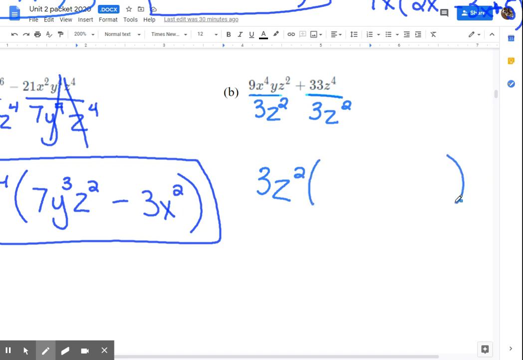Now in leftovers, we have 3x to the 4, y to the 1, or just a y, and the z's cancel out. 33 divided by 3 is 11. Subtract your exponents, and you get z squared.